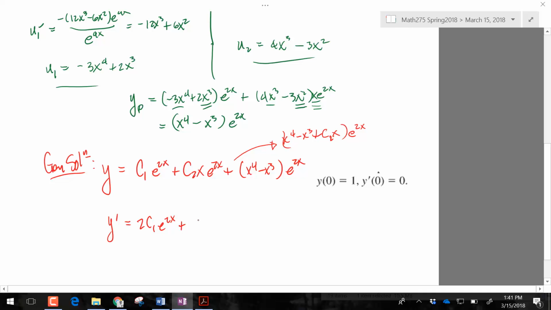So derivative of the first, that's 4x to the 3rd minus 3x squared plus c2 times the second, e to the 2x, plus the first, x to the 4th minus x cubed plus c2x times the derivative of the second, e to the 2x times 2.